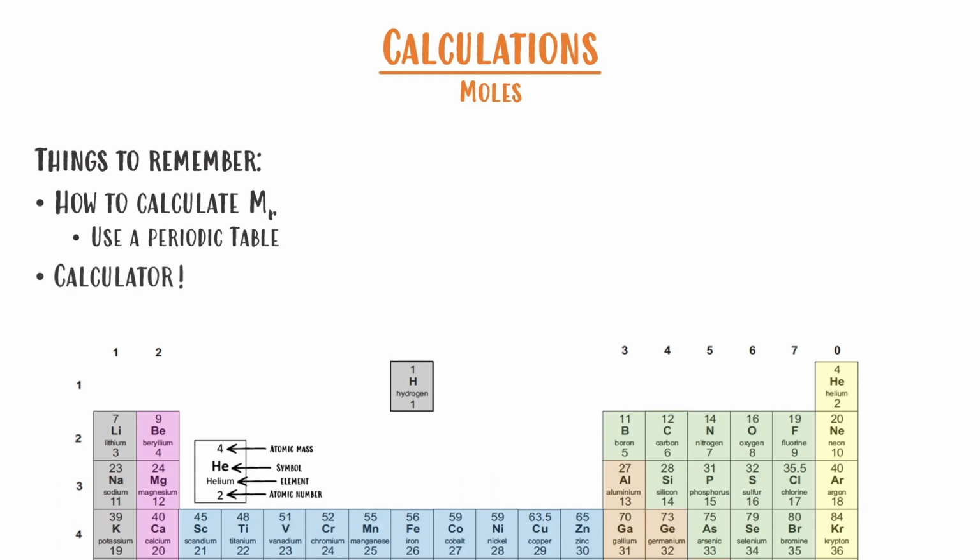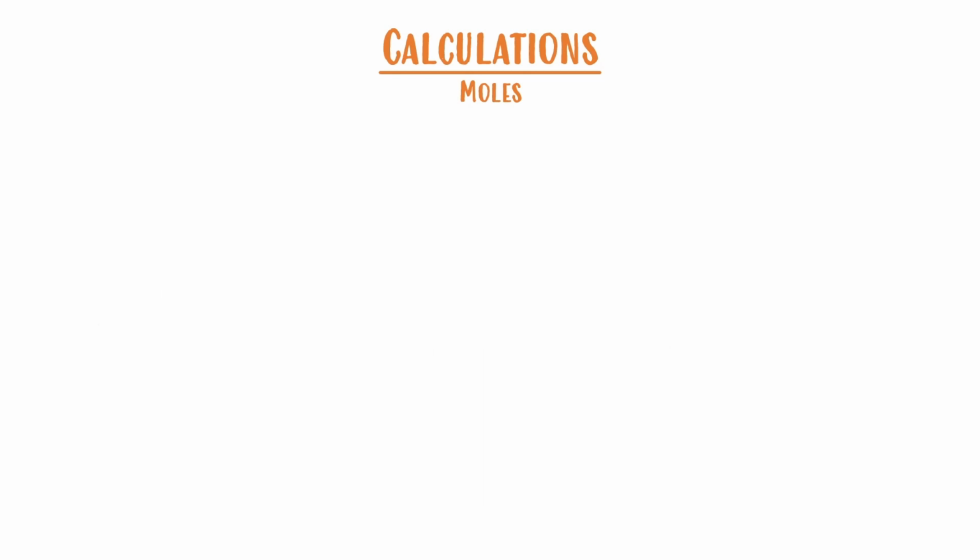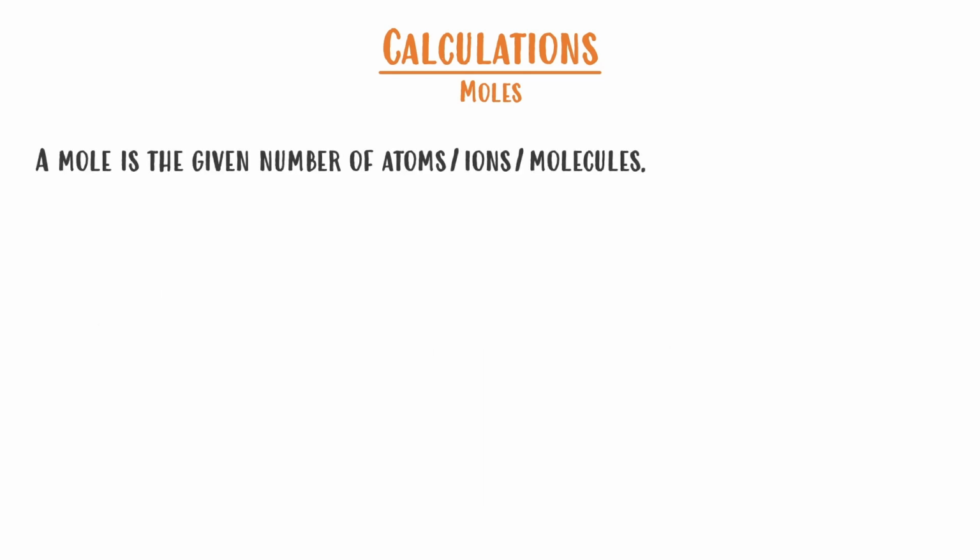Don't forget, you're always allowed a calculator, and this goes for all of your science exams at GCSE. This particular calculation is only going to be for higher and triple students only. Right, so starting off, a mole is just the given number of atoms, ions, or molecules. Essentially, it's just a given number of things within an area.